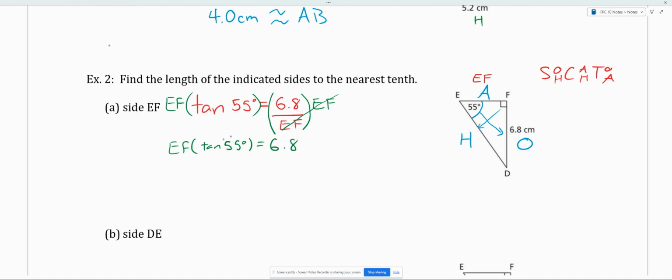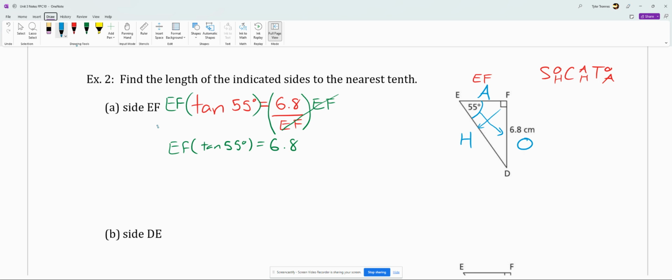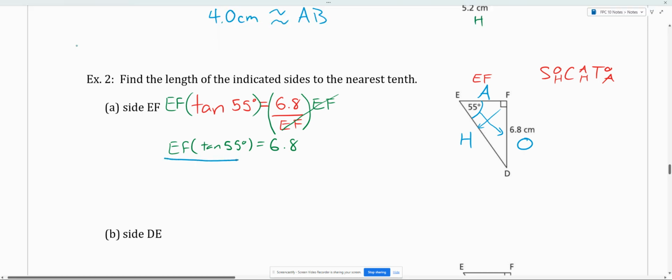Now, what do I need to do next? Well, if we remember algebra, I have EF times the tan of 55, remember that's just a number, is equal to 6.8. Well, I need to get rid of this tangent of 55. I want EF all by itself. I'm trying to find the side length. And to do that, we just have to do the opposite of multiplication. The opposite of multiplying by the tan of 55 degrees is dividing by it. So we're going to divide both sides by the tangent of 55.